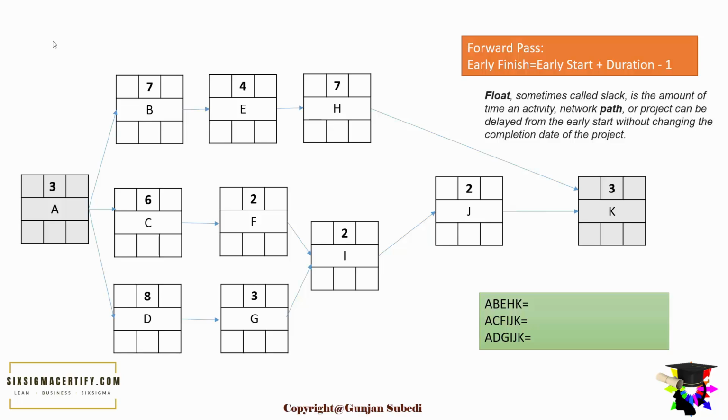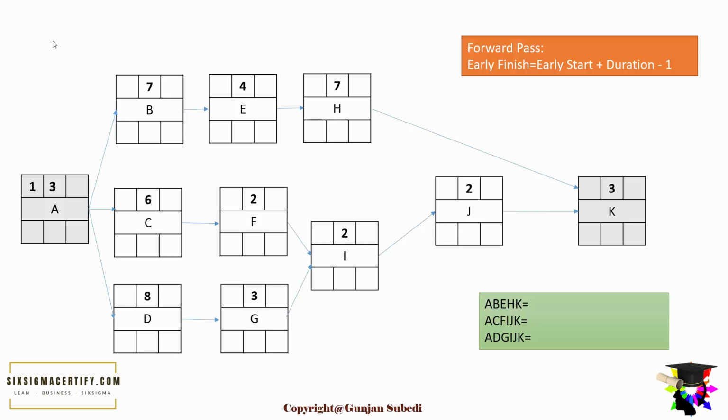We are trying to find the float here. Float is also called the slack, and it represents how much the project can be delayed from the early start without changing the completion date of the project. So here, suppose we want to know how many days we can delay inside these project activities so that we can still complete the project by the final completion date.